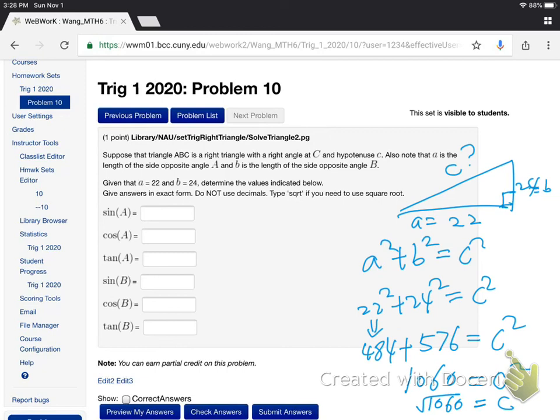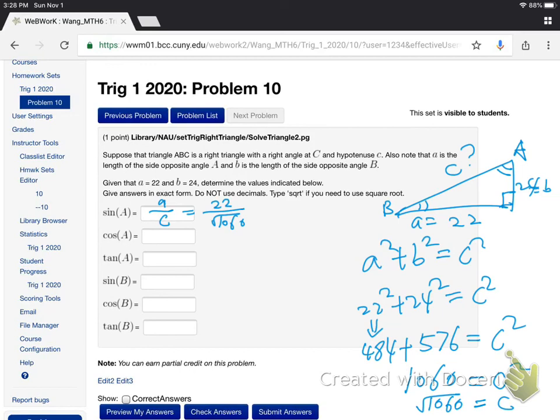Don't worry, you don't have to simplify this kind of radical. Now let's write down sine and cosine. This is the A side, so this angle will be capital A. A side is opposite to angle A, B side is opposite to angle B. So what is sine A? Opposite over hypotenuse, so it's A over C. This is 22 over square root of 1060.